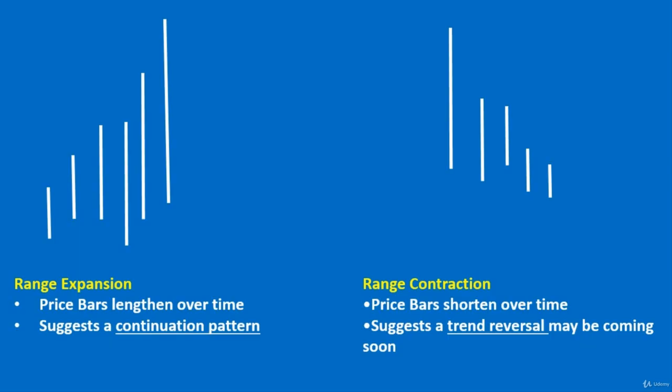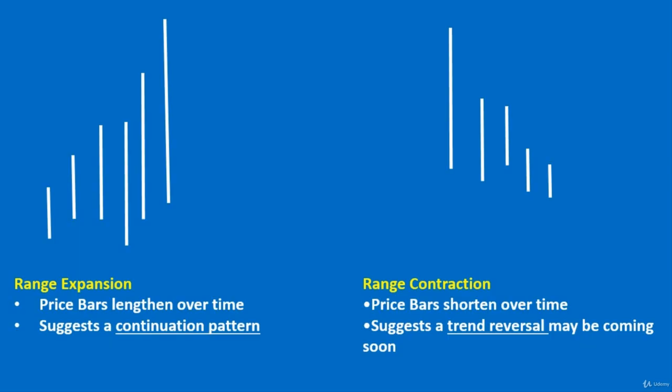If we look at these examples here on the left, we have range expansion. You can see that the price bars, just that middle part, if we're looking at that range, are lengthening over time. You can look from left to right, how they tend to be lengthening. And that would suggest a continuation pattern, that if it's expanding, whichever way it's going, up or down, it could be continuing to go in that pattern.